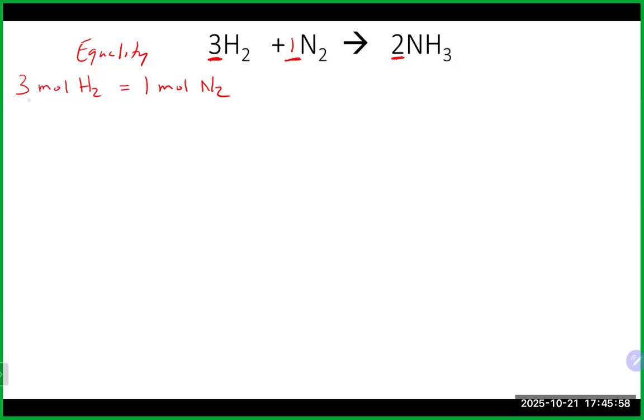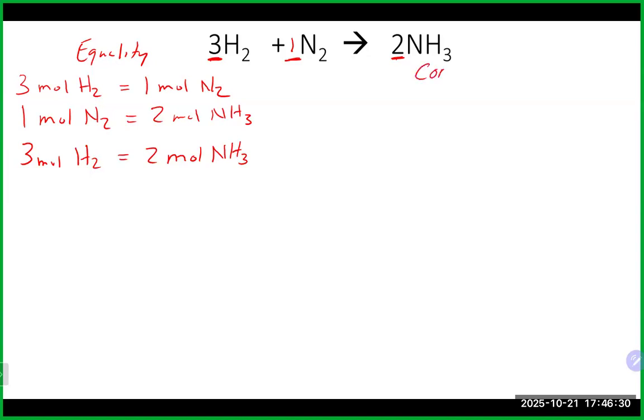We could also say that for every 1 mole of N2 we put in there, we will also get out 2 moles of NH3. We could also say that for every 3 moles of H2 we put in there, we could get out 2 moles of NH3. So from this one equation, we have really 3 equalities. And just like any equality, we really could come up with conversion factors to use.